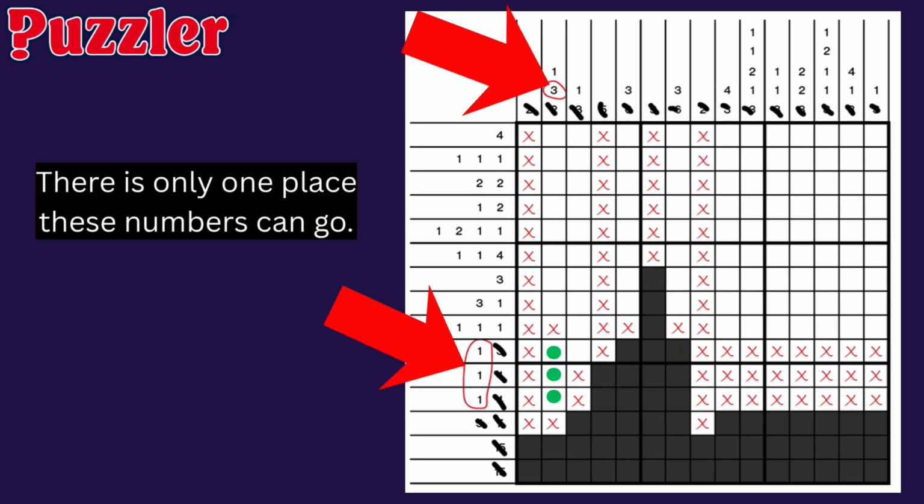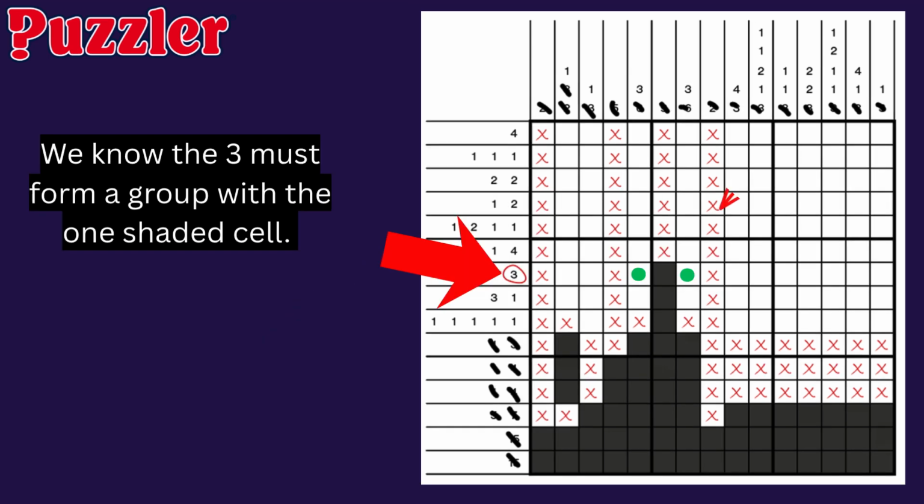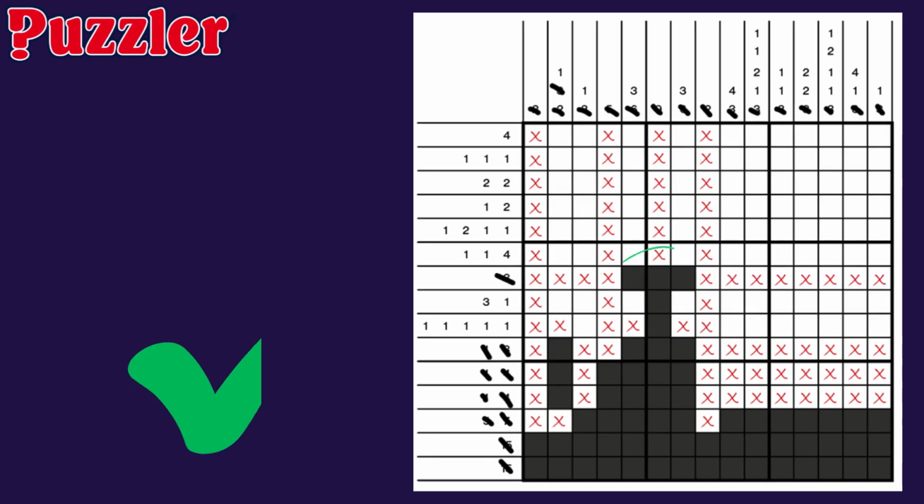Take a look at these circled numbers. As there is only one cell remaining in two of these rows, it becomes clear that there is only one place this block of 3 cells can go. Next, let's look at this lone 3. We know this must form a group with the one shaded cell already found in this row. With the eliminated cells either side, we know that the two shaded cells must be in columns 5 and 7.